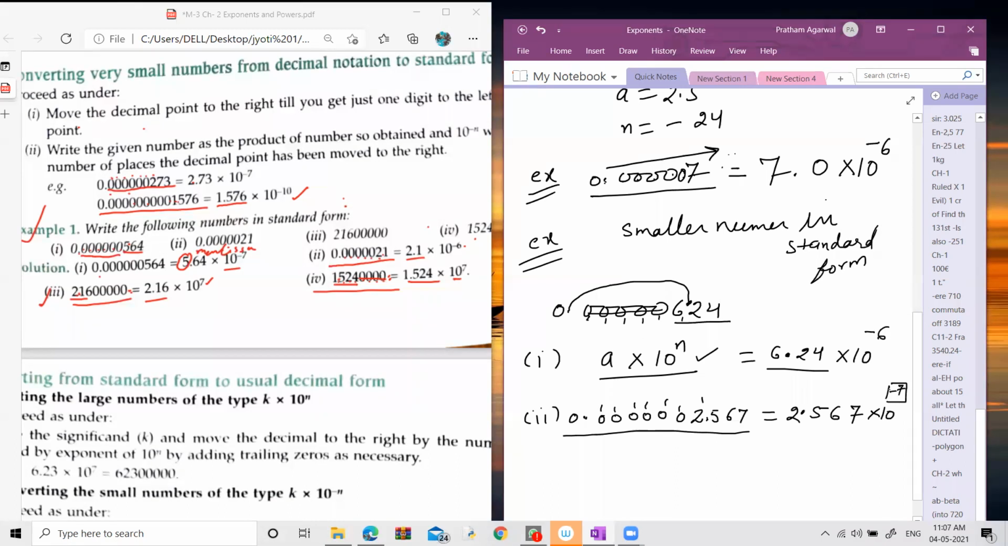I hope it is clear, Ishika and Akshara. Yes, ma'am. So kindly unmute. Yes, ma'am. Now is it okay? How can you write the smaller number into the standard form?